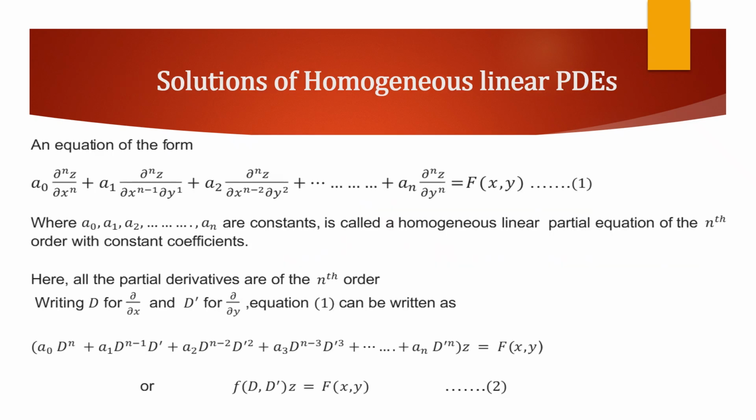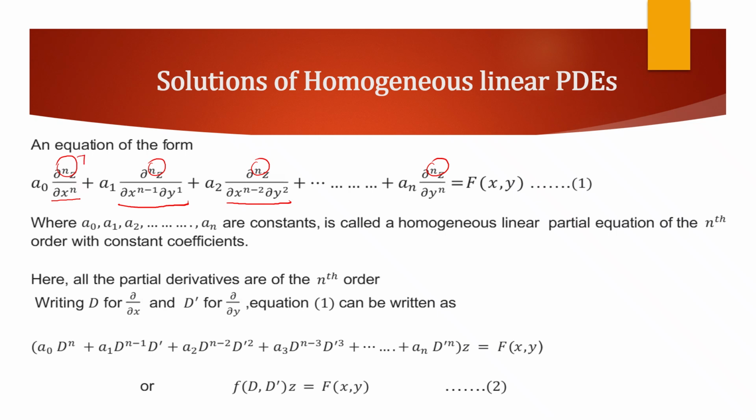So, an equation of the form A0 ∂ⁿz/∂xⁿ plus A1 ∂ⁿz/∂xⁿ⁻¹∂y plus A2 ∂ⁿz/∂xⁿ⁻²∂y² plus and so on plus An ∂ⁿz/∂yⁿ is equal to f(x, y) is nothing but a homogeneous linear PDE of order n. Here the partial derivatives are all of the same order. That is why it is called a homogeneous linear PDE of order n.